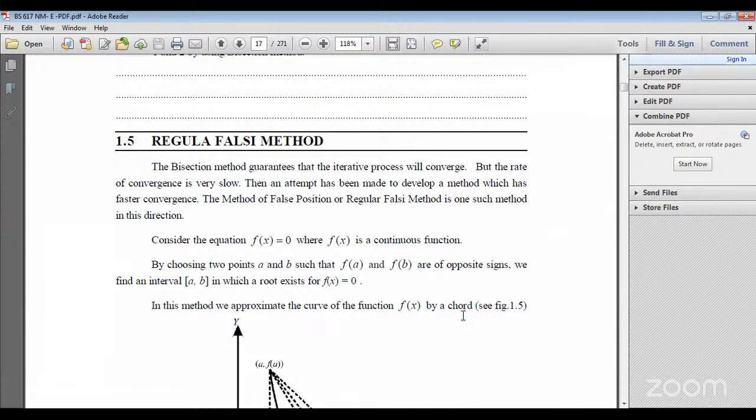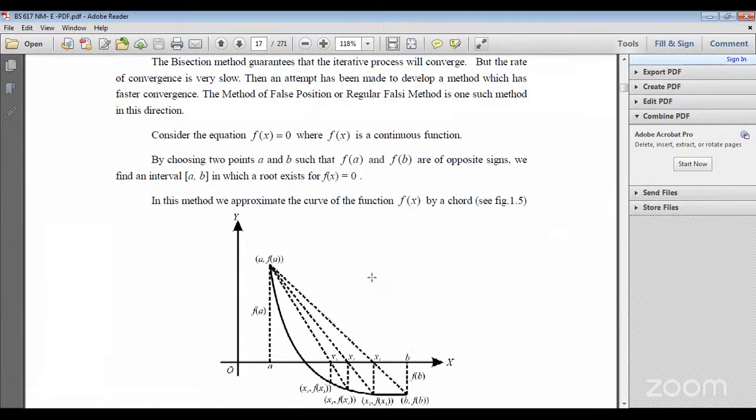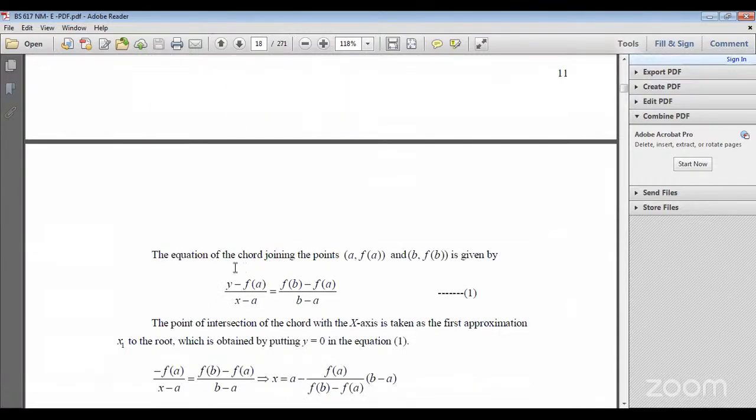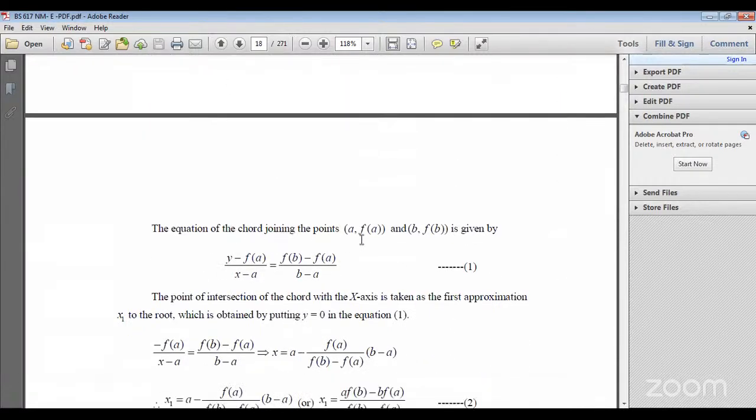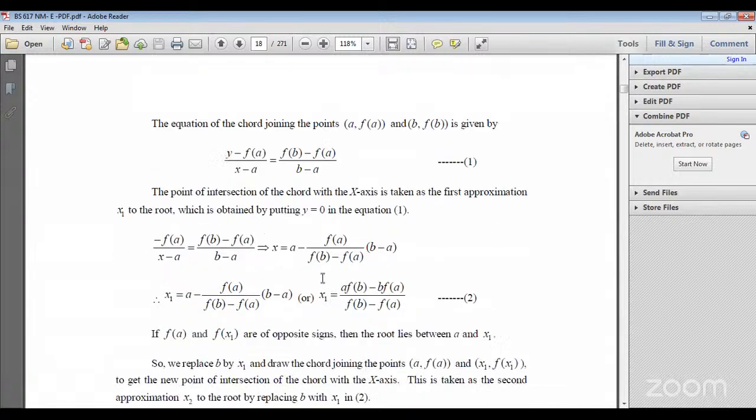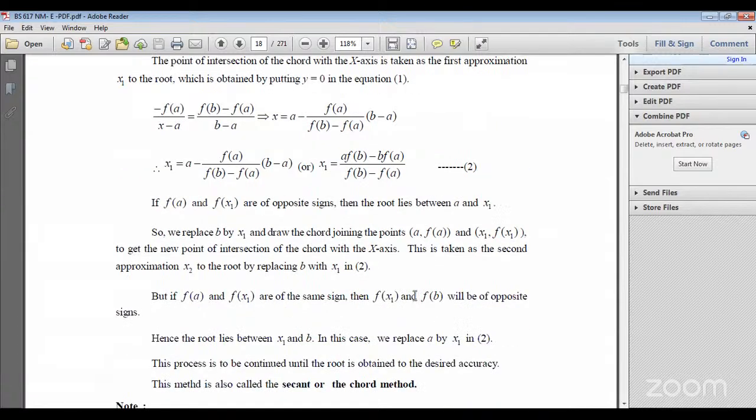In this method, we replace the curve f(x) by the chord. The equation of the chord joining the points (a, f(a)) and (b, f(b)) is y minus f(a) equals (f(b) minus f(a))/(b minus a) times (x minus a). The point of intersection of the chord with the x-axis is taken as the first approximation to the root, obtained by putting y = 0. Then minus f(a) equals (f(b) minus f(a))/(b minus a) times (x minus a). Therefore x1 = a minus f(a)/(f(b) minus f(a)) times (b minus a), that is x1 = (a f(b) minus b f(a))/(f(b) minus f(a)).